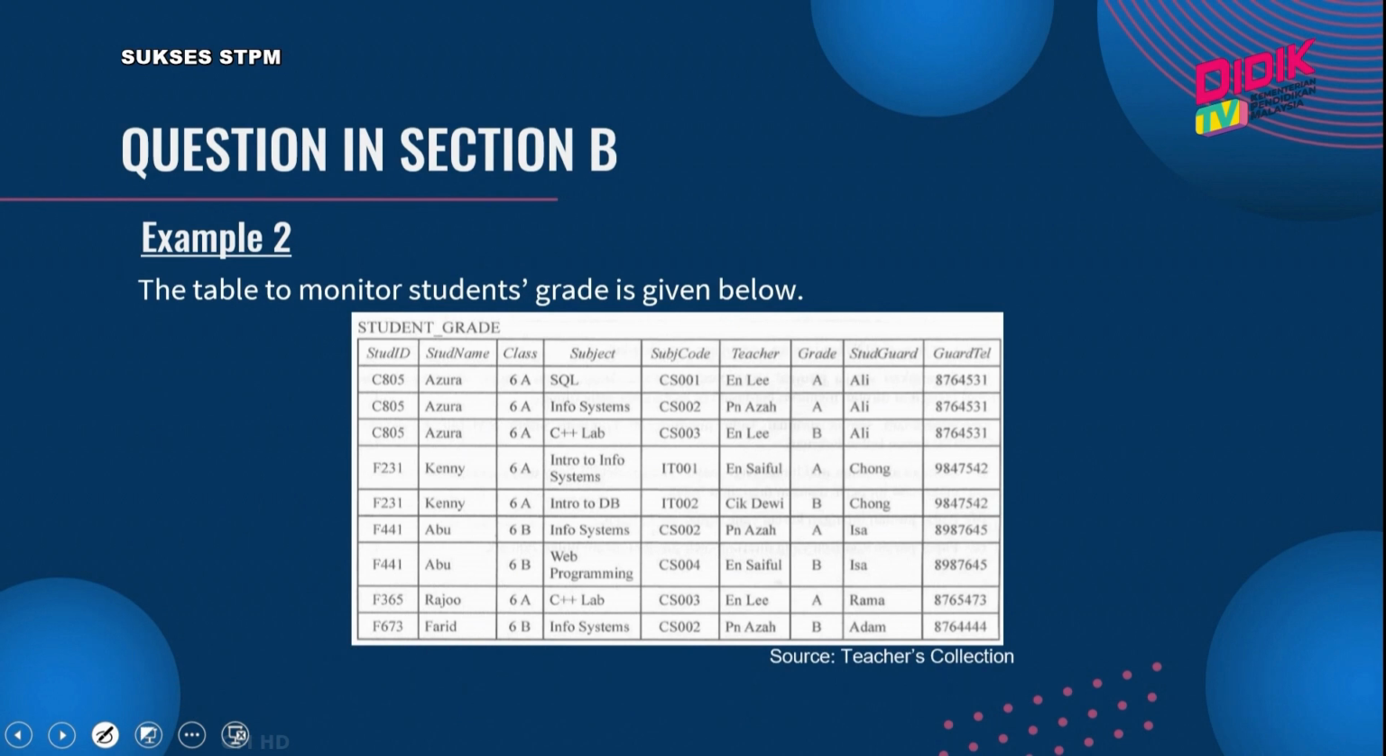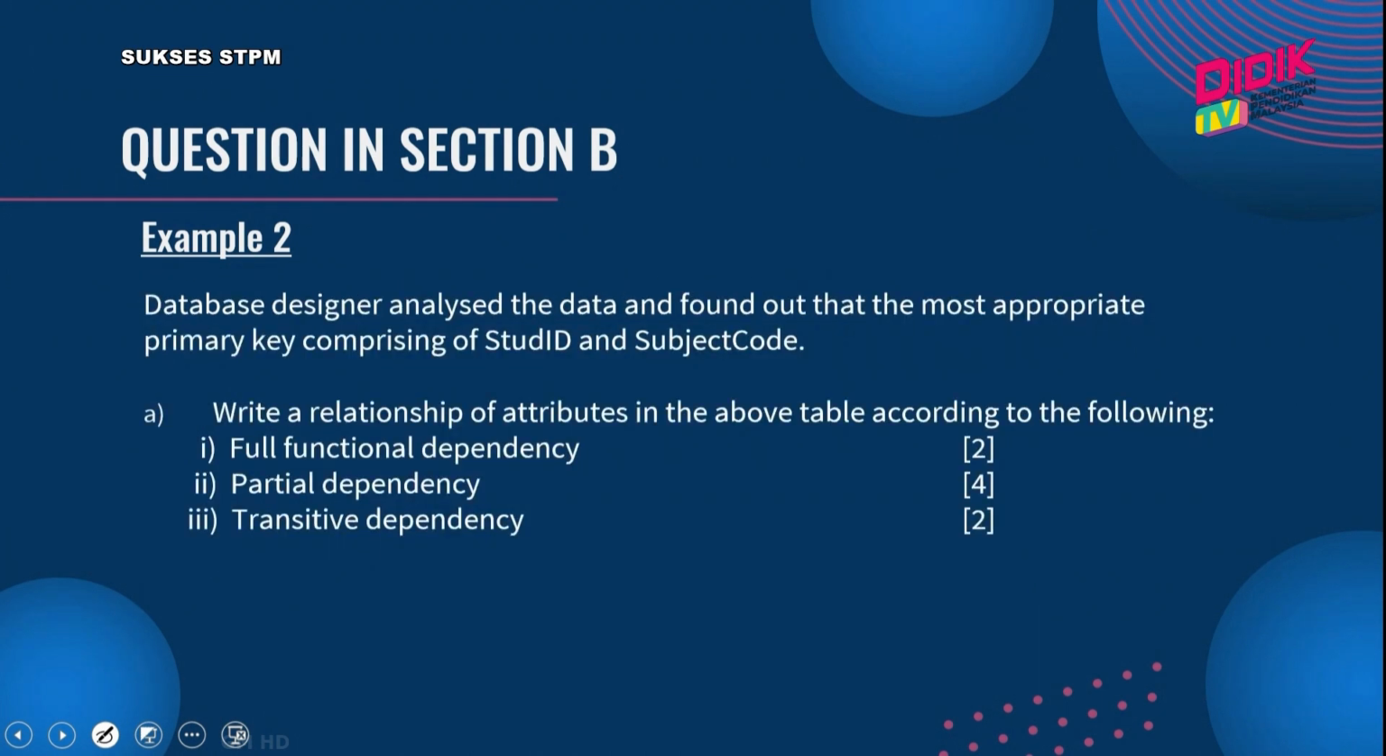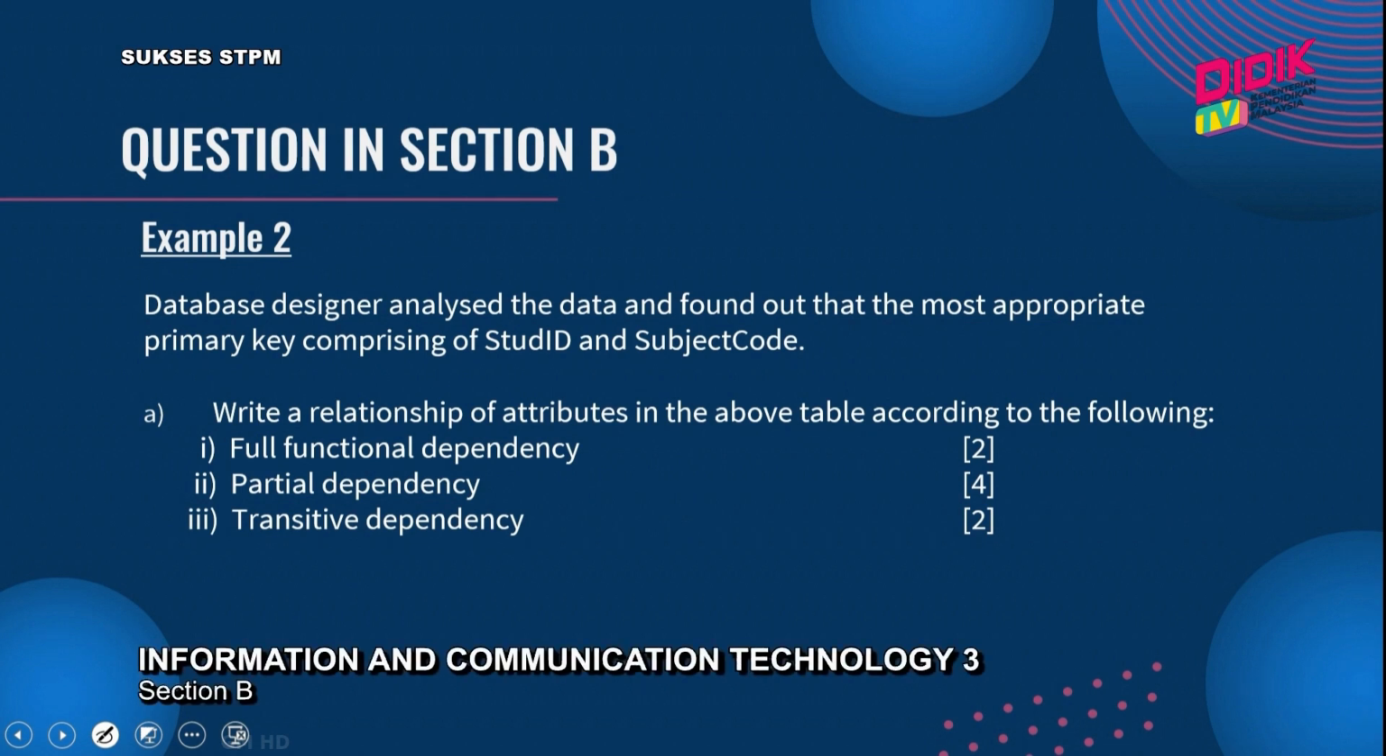So repeating group means in one cell must have only one data. If you have 2 or 3 data, means repeating. So in this table, the database designer analyzed the data and found out the most appropriate primary key comprising the student ID and subject code. So they give some information. And then the question asks for full functional dependency, partial functional dependency, and transitive dependency.